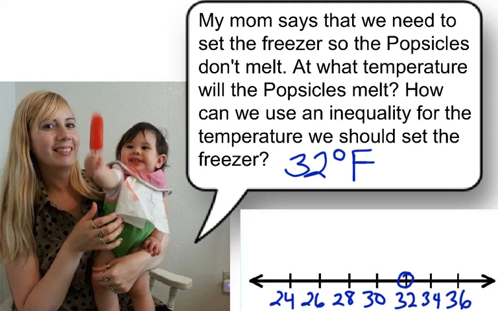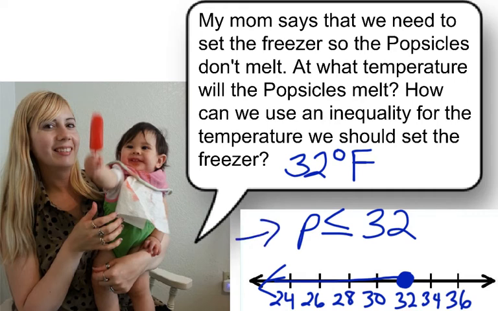So my algebraic expression is going to be P for popsicles is less than or equal to 32. So I can fill in my 32 because it has a line underneath it. It can be equal to. And then it can be any number less than that. So I represent it with a closed circle pointing to the left because I'm going to even get into negative numbers. Go ahead and make sure that you have the number line and the symbol representing this situation.